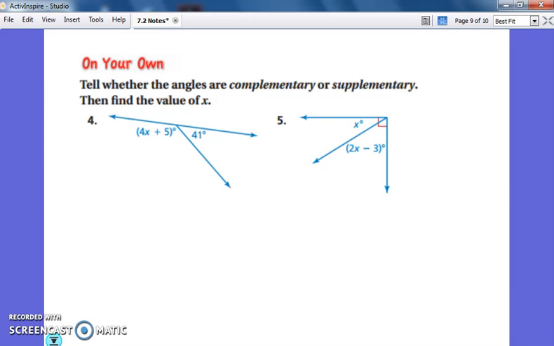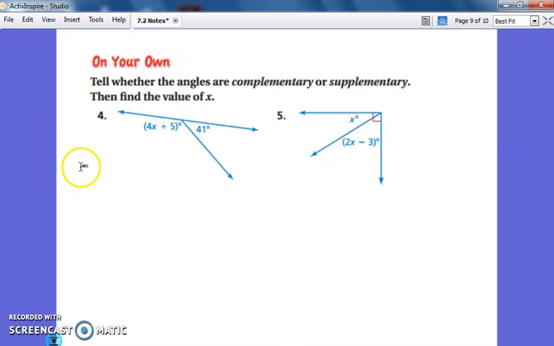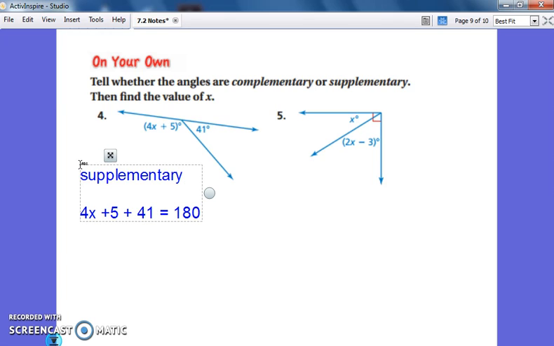Okay, so for number 4, hopefully you got supplementary because they do make a straight line. And then you have to set up your equation. 4x plus 5 plus 41 equals 180. And then you're going to solve it. So you're going to combine your numbers together. Those are the like terms. That's going to give you 46. Okay, equals 180.